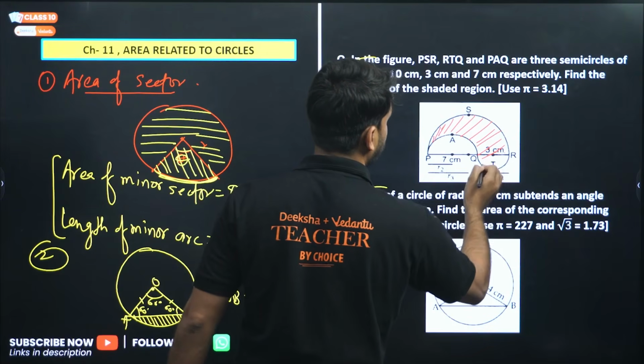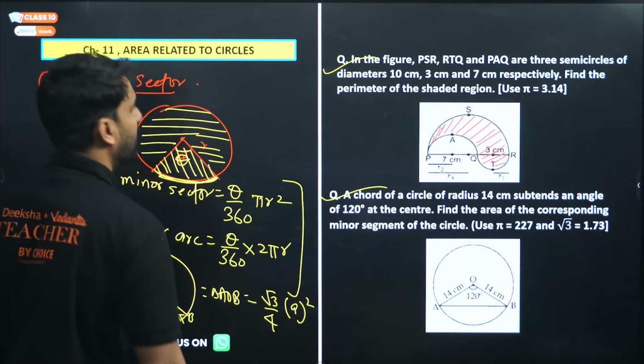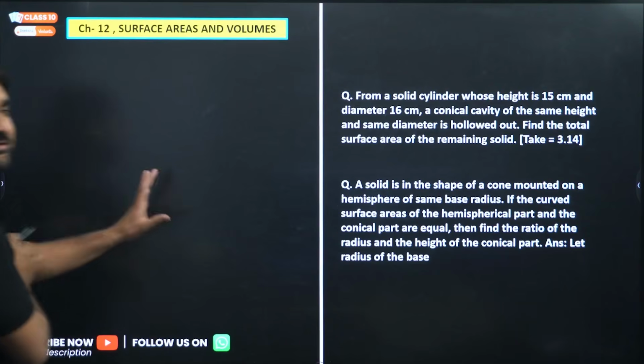So this is the shaded region. You have to find out this area here. Okay. Now moving to chapter number 12, surface area and volume.